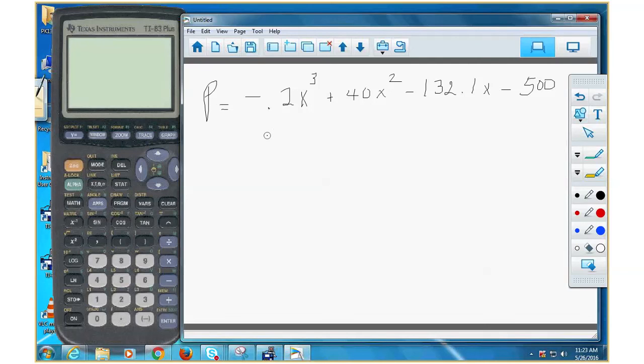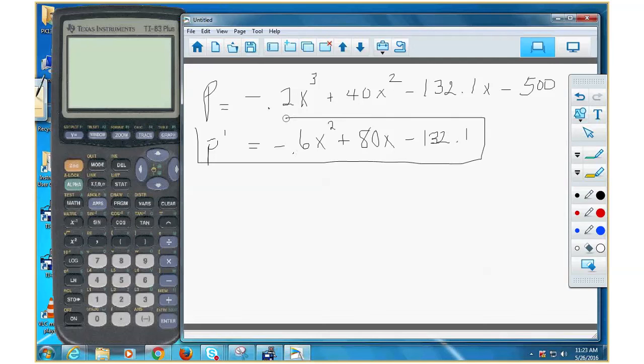Well, that's going to be negative 0.6, P prime is equal to negative 0.6x squared plus 80x minus 132.1. And this is a prime example of a problem looking very intimidating, but it's not. You just do the math.